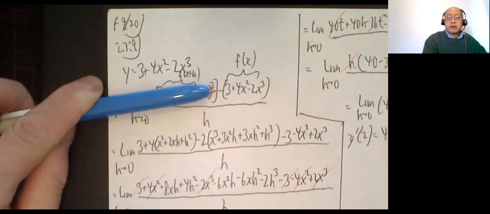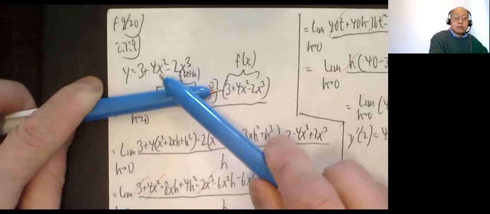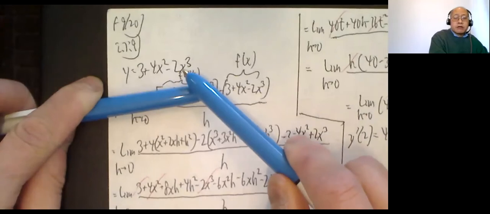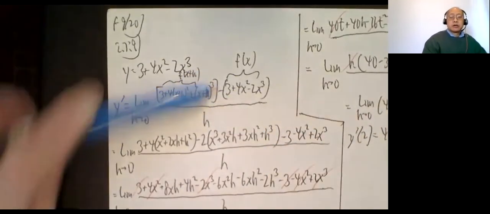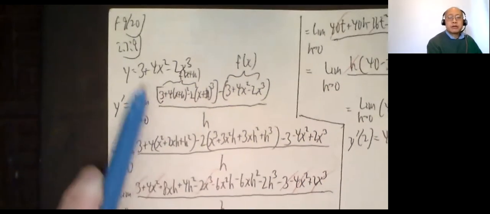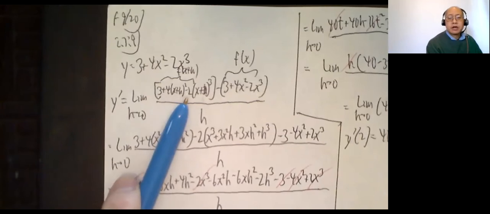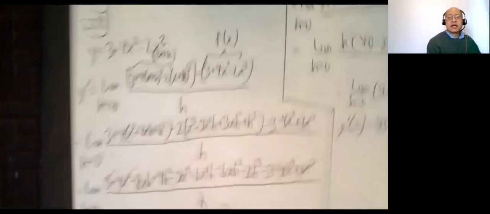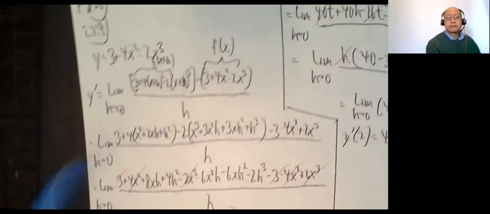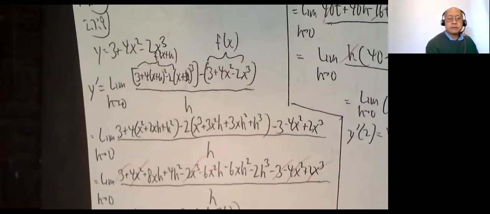Okay, the hardest part is always the f of x plus h. So f of x plus h. Right here and right here, pretend you erase the x, put parentheses, x plus h. So here we go. 3 plus 4 parentheses x plus h squared minus 2 parentheses x plus h cubed. This is just some heavy duty algebra.